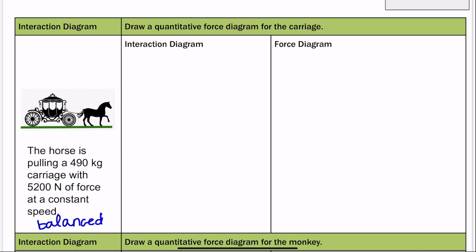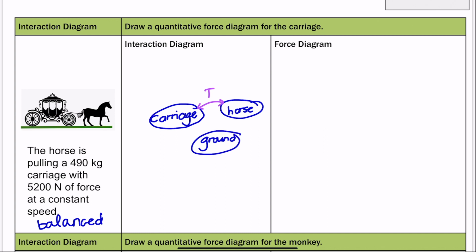So we have the carriage, which is being pulled by a horse. Okay, so we'll call this tension force. And they're both on top of the ground. And of course, there's Earth.